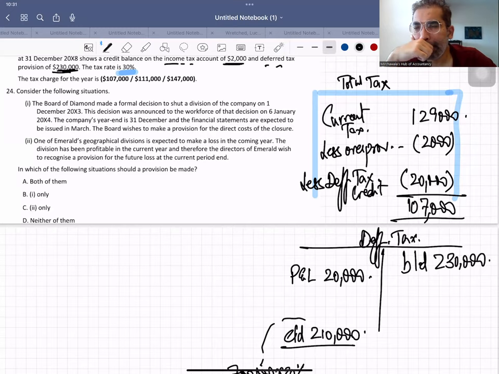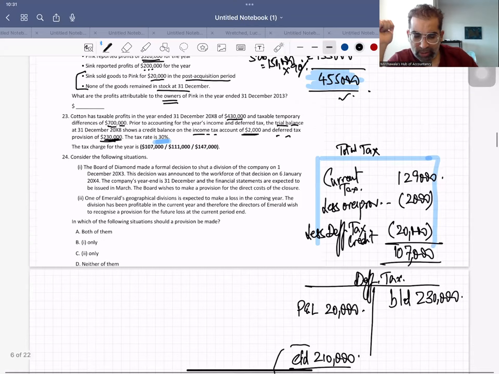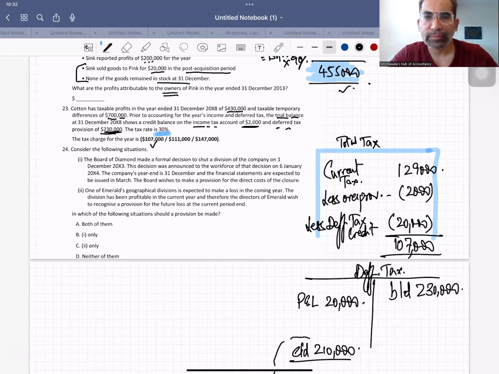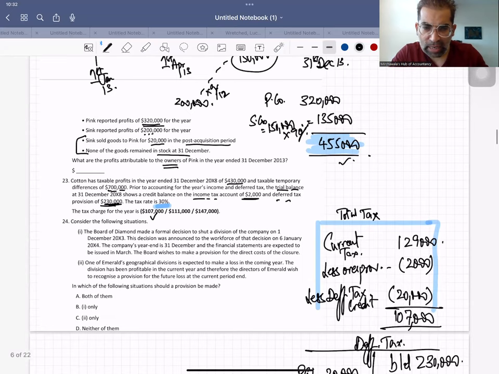I have to give one answer for the last question. Somebody is asking the question. Wait, I'm giving the answer. Don't worry. So look at this question number 23. The answer of question number 23 is 107,000. Okay. Now wait. I will send you the PDF. Don't worry, on the WhatsApp group.